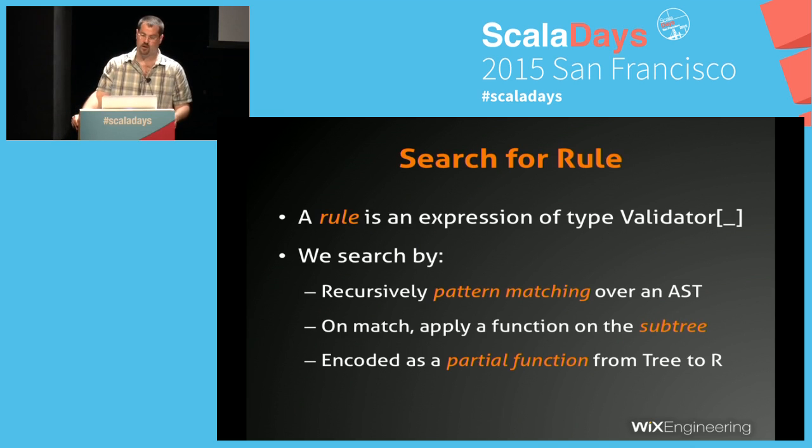So what we do is we need to take in the tree that represents the code block with all those validation rules, and we need to pattern match. We need to recursively look for any subtree that has that particular type. When we have a match, when we found a validation rule, we need to apply some transformation over it. And the way we encode this is a partial function from tree, which is the Scala Reflection API concept for an abstract syntax tree, to some type R.